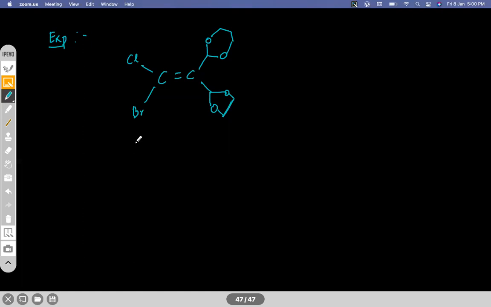Okay, so obviously this side, it's pretty clear. Bromine has more atomic number, so it is higher priority one, and this is two. The problem is how to assign priority in this ring. So consider this ring. This ring is nothing but this.